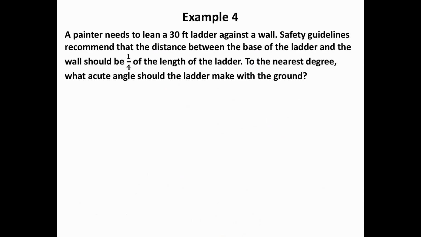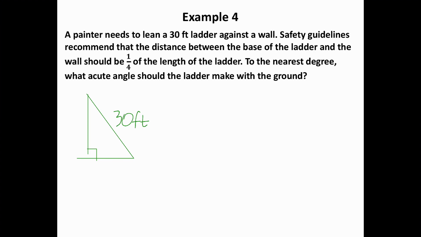Let's start drawing a picture here. Let's draw some sort of right triangle. I don't care which direction it's facing. I'm just going to draw this one. Here it is. Now the ladder is 30 feet long. The only other thing we know is it says safety guidelines recommend that the distance between the base of the ladder and the wall should be 1/4 the length of the ladder.